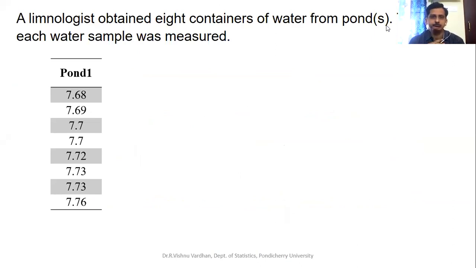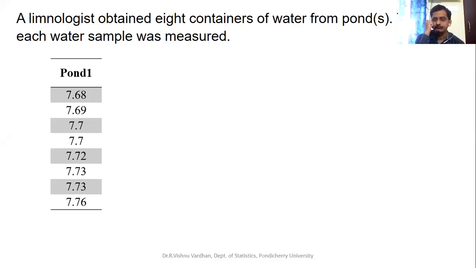We'll start with an example: a limnologist obtained 8 containers of water from ponds. The pH level of each water sample was measured, so these are all the pH levels. These particular 8 samples pertain to pond 1. Now, he says that generally the pH level should be less than or equal to 8. If I'm wrong, sorry. Okay, it should be less than or equal to 8.